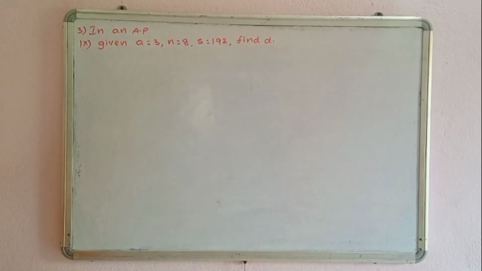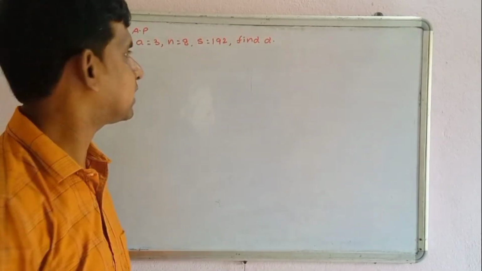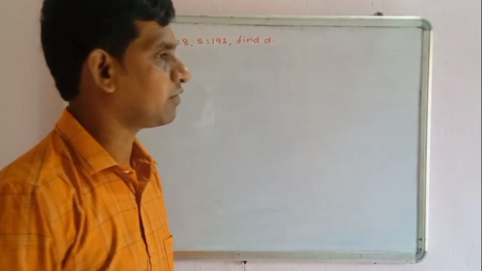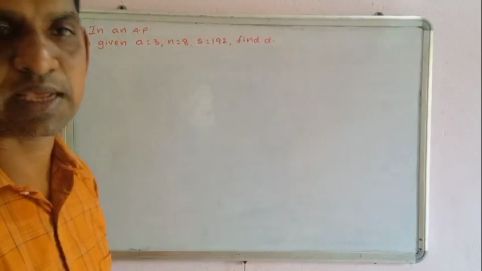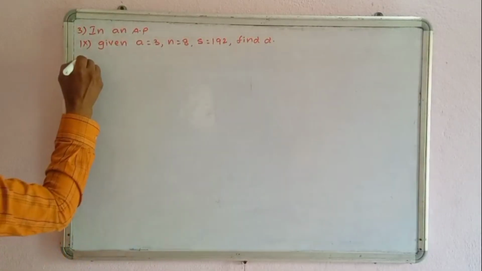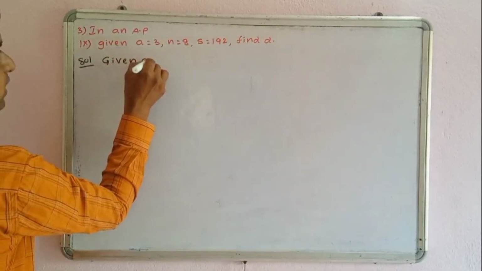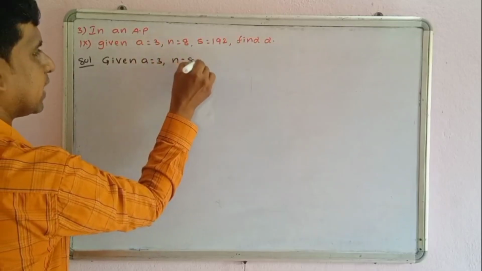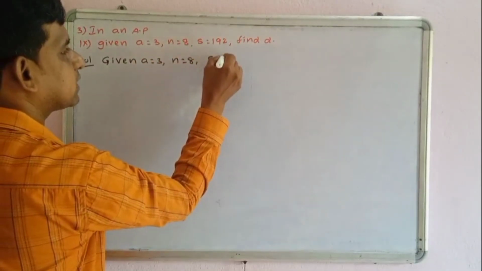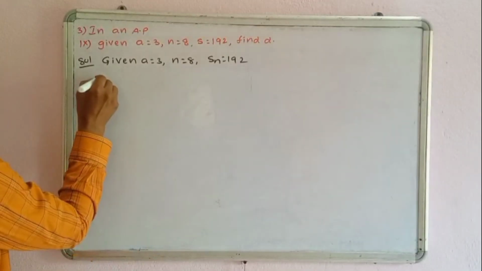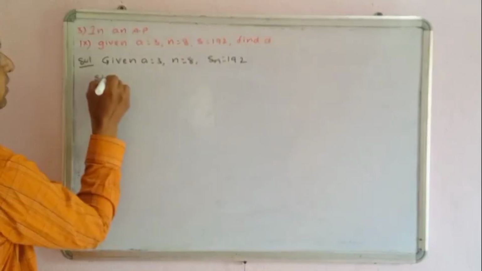Problem 9. Given a equals to 3, n equals to 8, s equals to 192. Then find the value of d. Here s is nothing but Sn. See the solution. Given a equals to 3, n equals to 8, Sn is given, that is 192. So now we will find the value of d.